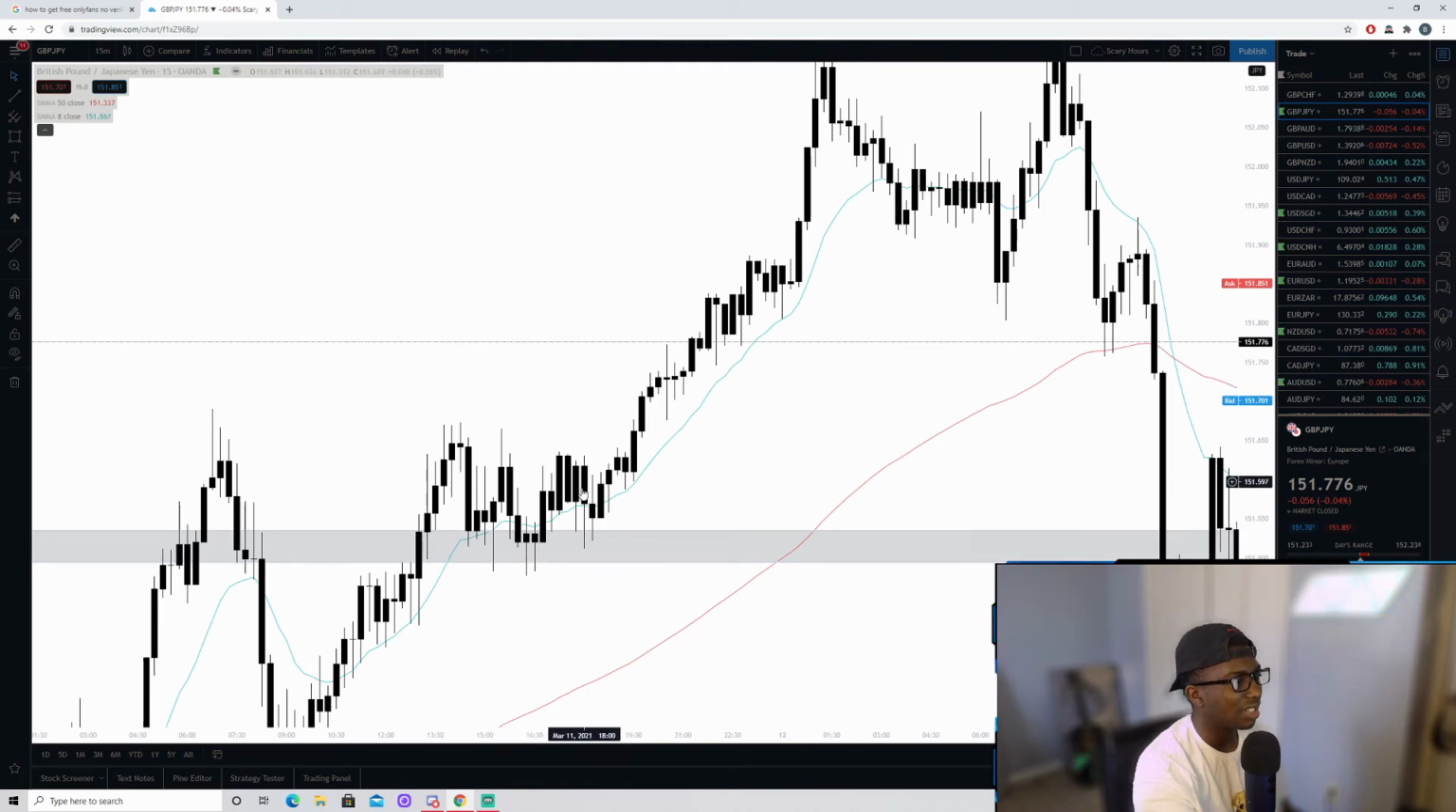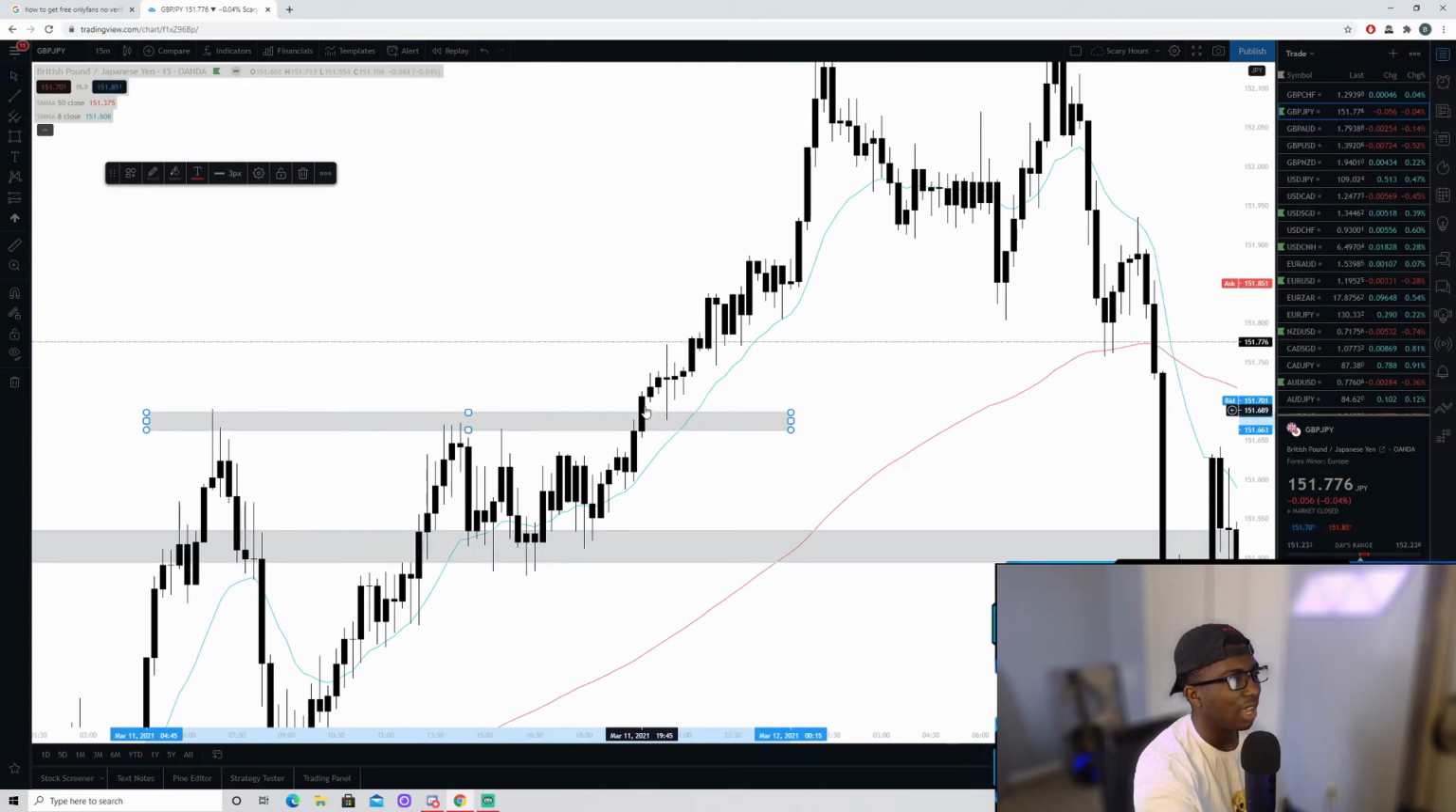So you see how it's consolidating here, and it finally broke structure because these candles broke these highs right here. So I'll draw a little rectangle right here on these highs. What I like to do is draw little zones like this. And once it broke here, I would have got in because it broke here and the moving average is sweeping under it.